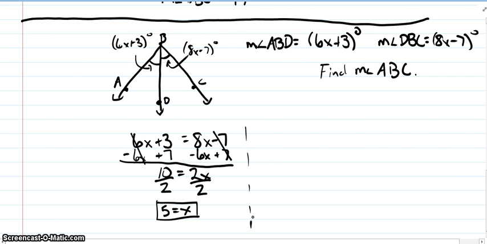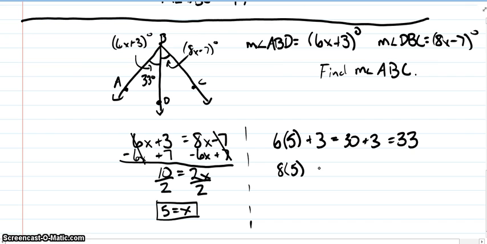So the measure of ABC is going to be, as we know, the sum of the two because of the angle addition postulate. So let's find how many degrees this angle is. So 6x, instead of x we're going to have 5, plus 3. That's going to equal 30 plus 3, which is equal to 33. So this one is 33 degrees, ABD. Let's look at the other one. 8 times 5, instead of x we're putting 5, minus 7. We're going to get 40 minus 7, and that equals 33.